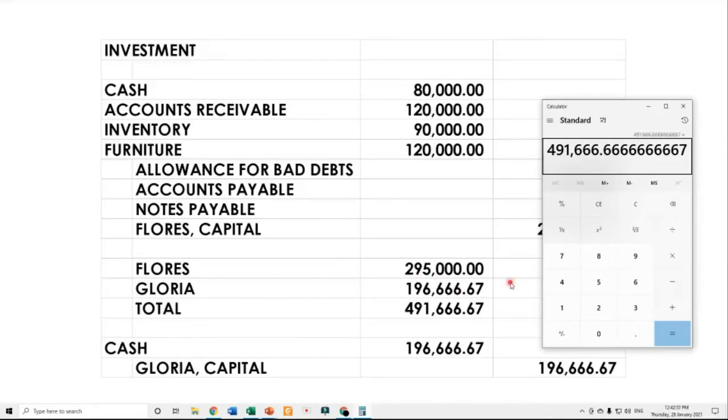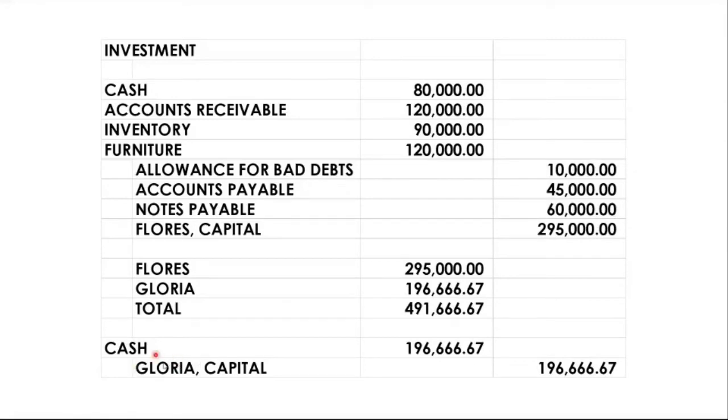And then we will get the investment of Gloria, so we will deduct from here the 295, or you simply multiply this by 0.4, sorry. So that's going to be 196,667. This will be the amount. And then that will be the basis of the journal entry. So a debit to cash and a credit to Gloria Capital.